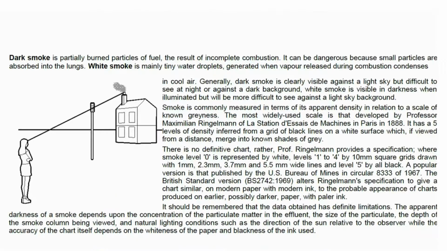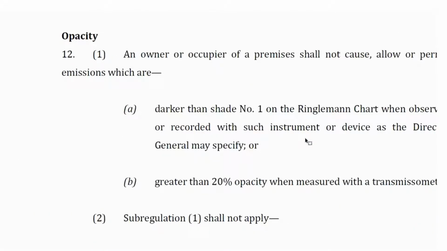What does the regulation say? Regulation basically says it should not exceed 1. Regulation 12.1/A kata your emission should not exceed 1 Ringelmann chart, or should not be greater than 20%. That's one.